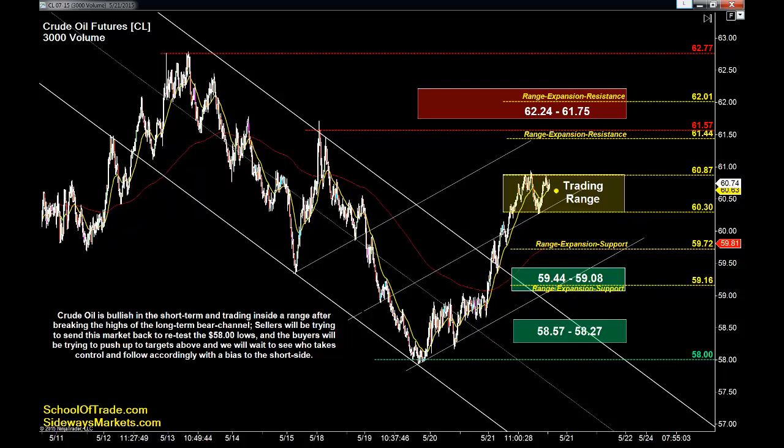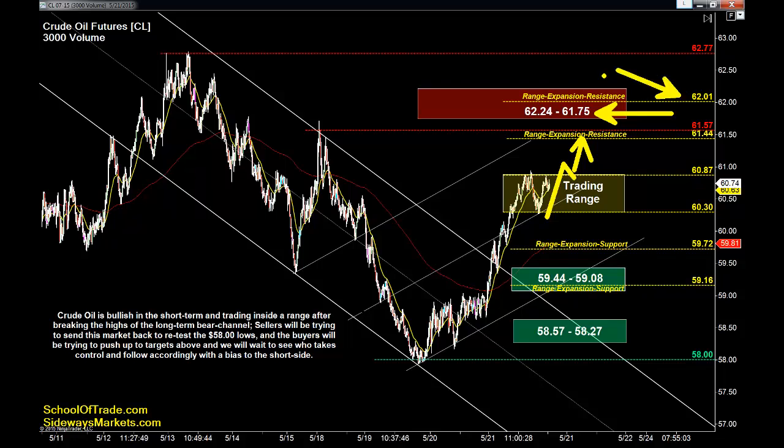If we look to go higher here, though, really be careful buying that pullback after you get out of that trading range. Whatever you do, don't buy below that 60.87. Make sure you get and stay above it. If you're a bull right now, up to that range expansion resistance, up to that 61.75, 62 even.